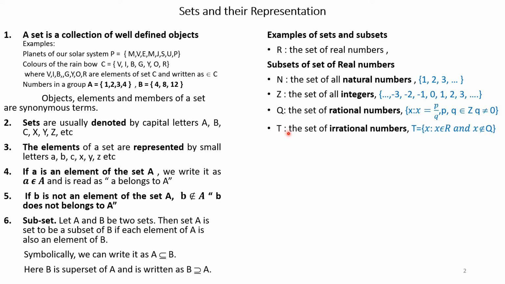Capital T is the set of irrational numbers. That is, it is written as T equals {X such that X belongs to real numbers and X does not belong to rational numbers}, that is, it does not belong to Q, because T itself is an irrational number. In set T, members include square root of 2, square root of 5, etc., and pi.